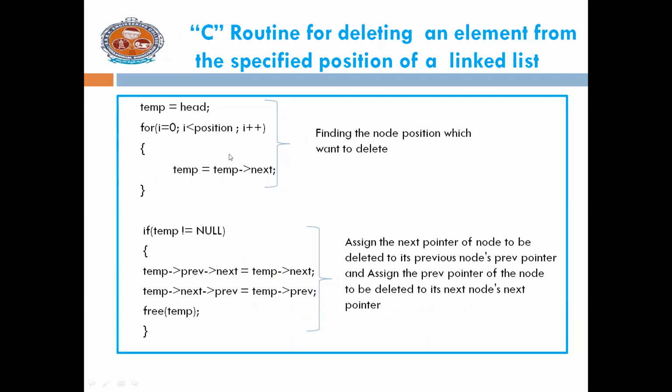So initially we have taken the i value as 0, and 0 is less than 2. Why? Because we have taken the position value as 2 here. So we'll be traversing this loop until we find the second location. Once we find that location, we'll be checking whether that node is not equal to null.